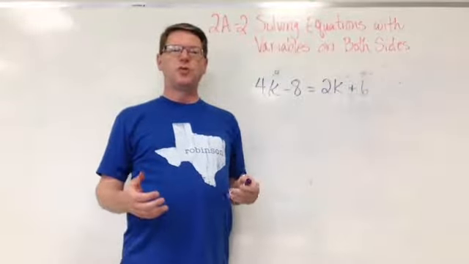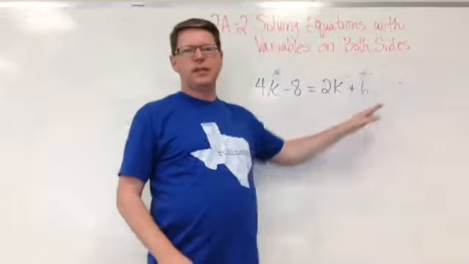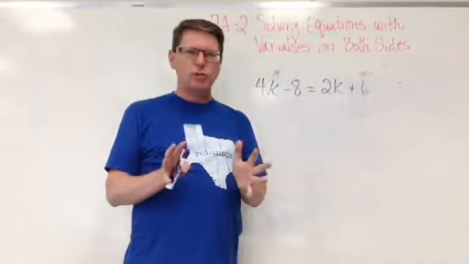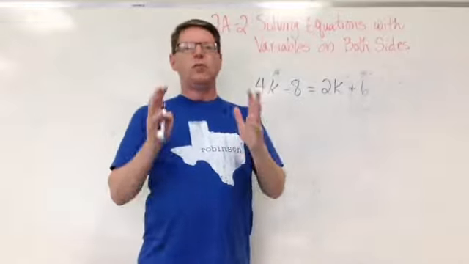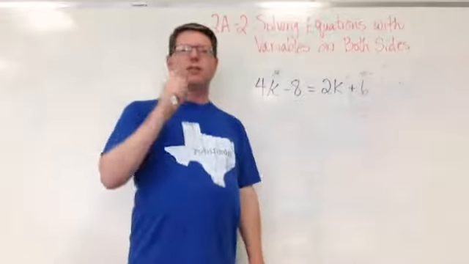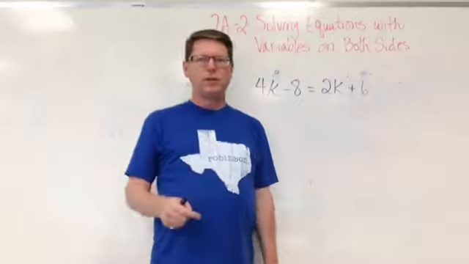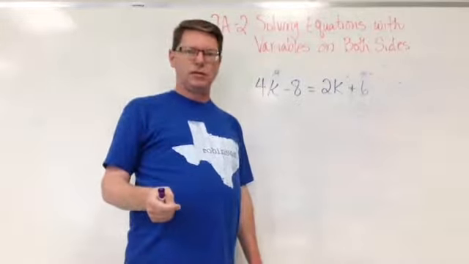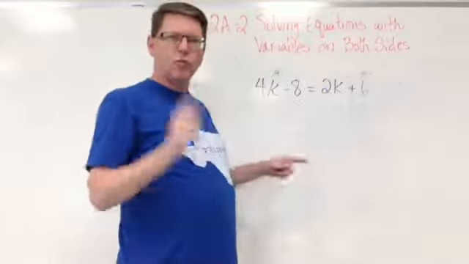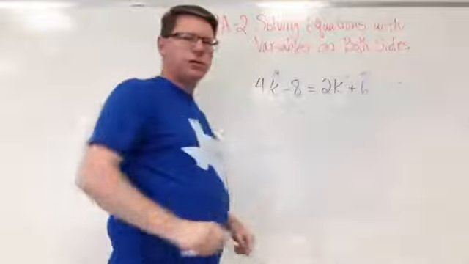So here's an example of an equation that has variables on both sides of the equal sign. 4k minus 8 equals 2k plus 6. And we're always trying to find out what k equals. So here is my strong suggestion when we're solving equations with variables on both sides. Always start with the variable with the smallest coefficient. I'm going to say that again. Always start with the variable with the smallest coefficient. So I have 4k and 2k. Those are my two variables. Which one has the smallest coefficient? Well, if the coefficient is the number that comes before the k, the smallest one is 2.